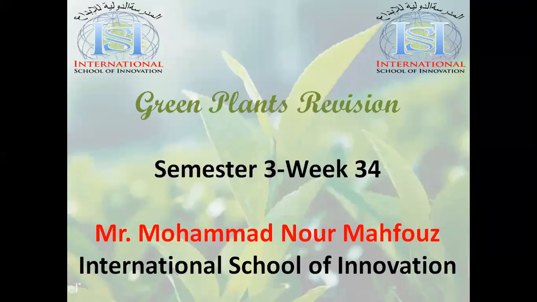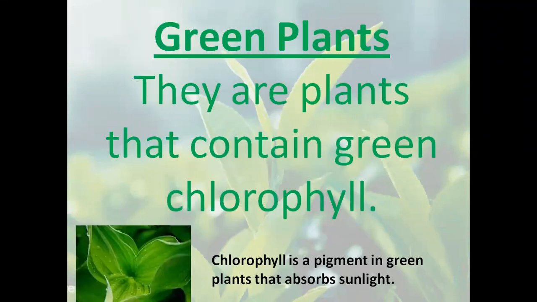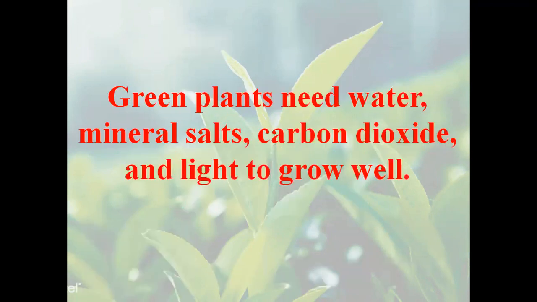In this session, we're going to make a quick revision about the green plants. Green plants, as we said before, are the plants that contain the green pigment, which is chlorophyll. Chlorophyll is the pigment that absorbs the sunlight. We said that the green plants need four important elements.